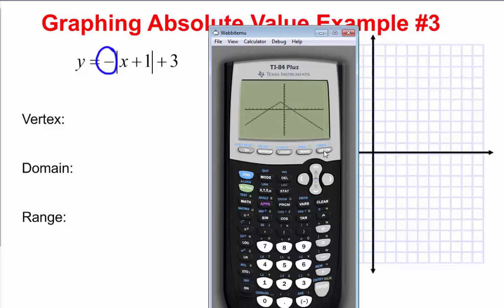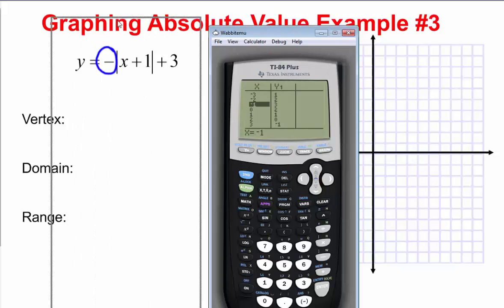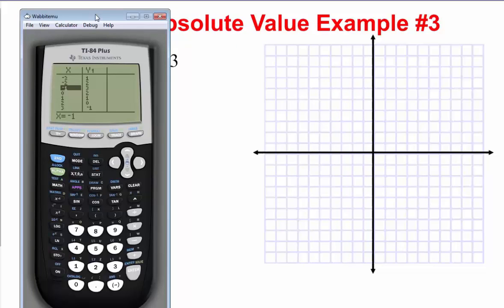So I can see my vertex is going to be in the negative x numbers. So if I go to my table, I'm going to go to the negative numbers and look for my symmetrical values, which I can see right here at x is equal to -1, because there is a 2 above it and a 2 below it, the symmetrical value that we are looking for. So my vertex is going to be at -1, 3. -1, 3.